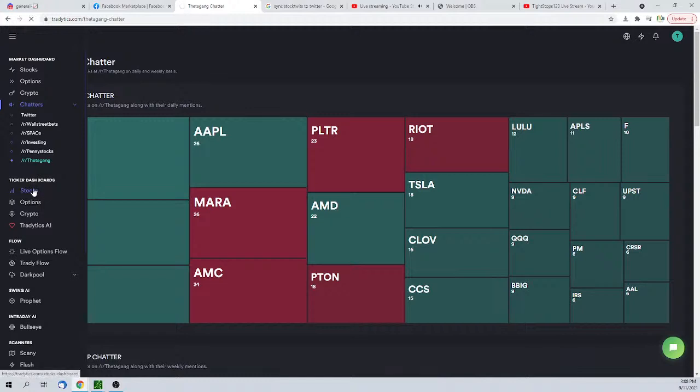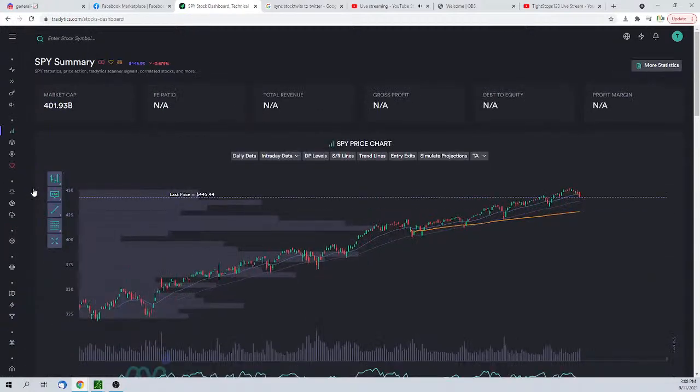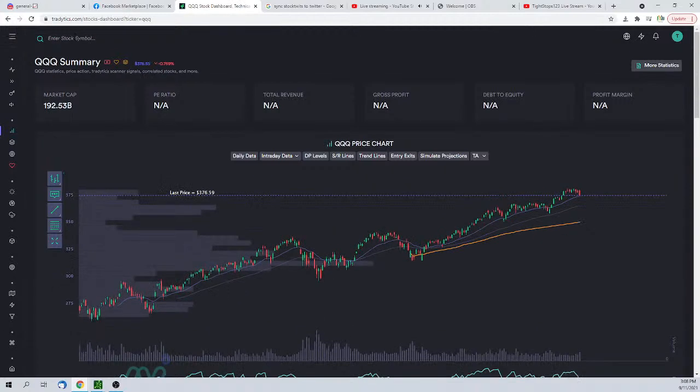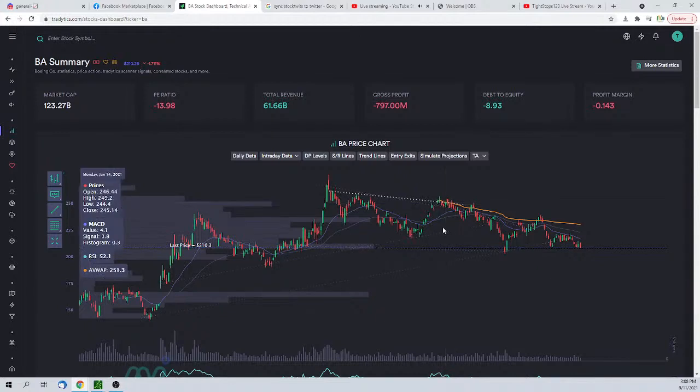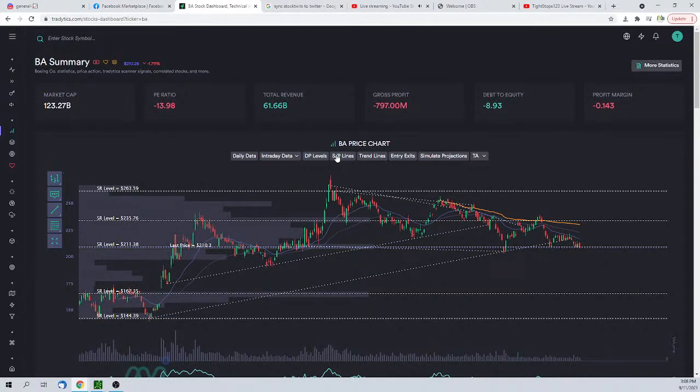The ticker dashboard. This is the stocks section. They actually have a built-in chart, so you can change this to QQQ and Boeing. You can add trend lines. It can auto add them for you. I don't use that much. Support and resistance lines, an old TA thing, but it can auto draw those for you too.